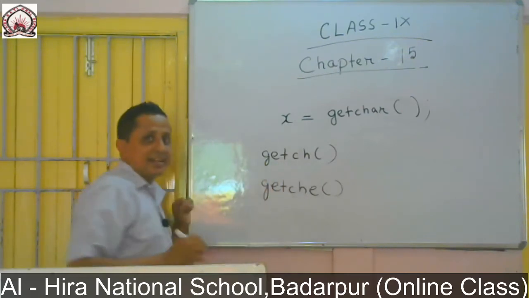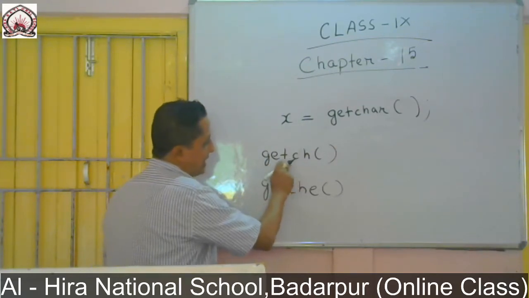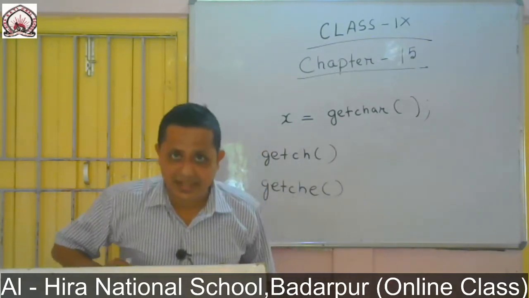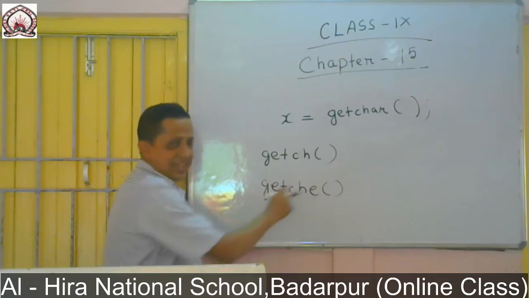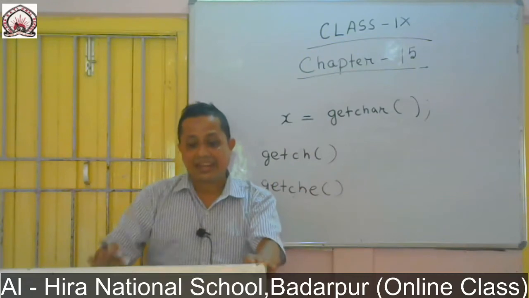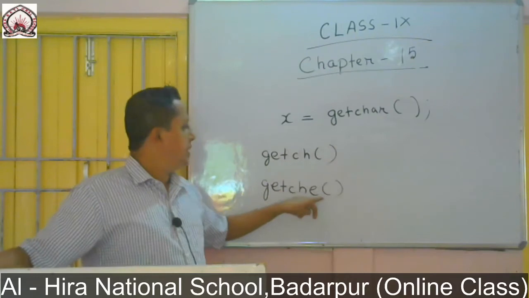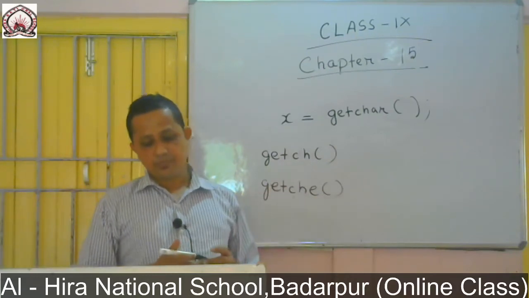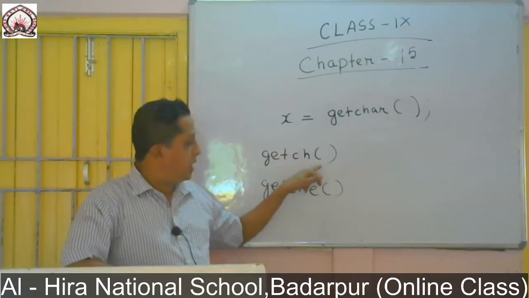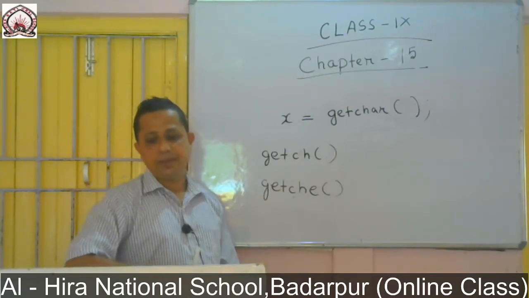Both of these take a single character from the keyboard. Now, getch takes a single character as input from the keyboard but does not display the character on the screen, whereas the getche function takes one single character as input from the keyboard and displays it on the screen. Here is the difference: it does not display, it displays. And it does not display, but if the user presses any key, then it will display.